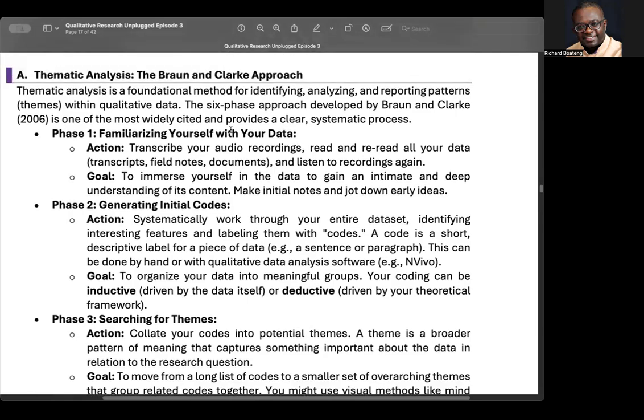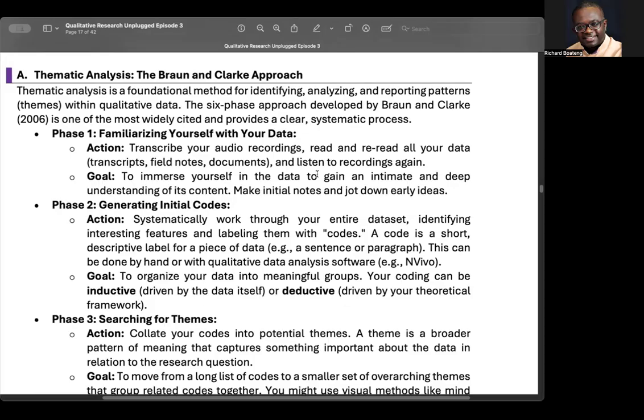Absolutely. Let's break it down. Phase 1 is familiarizing yourself with your data. This is crucial. It means deep immersion. You need to transcribe your interviews, if you recorded them, read and reread everything, transcripts, field notes, documents you collected, listen back to audio recordings. The goal here is just to get intimately familiar with the breadth and depth of your data, making initial notes and jotting down early ideas. Don't rush this phase. So live with the data for a bit.